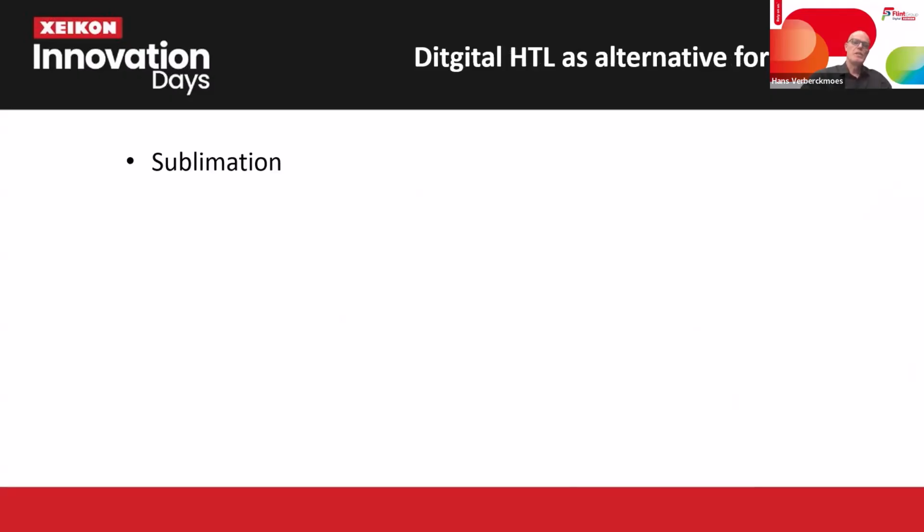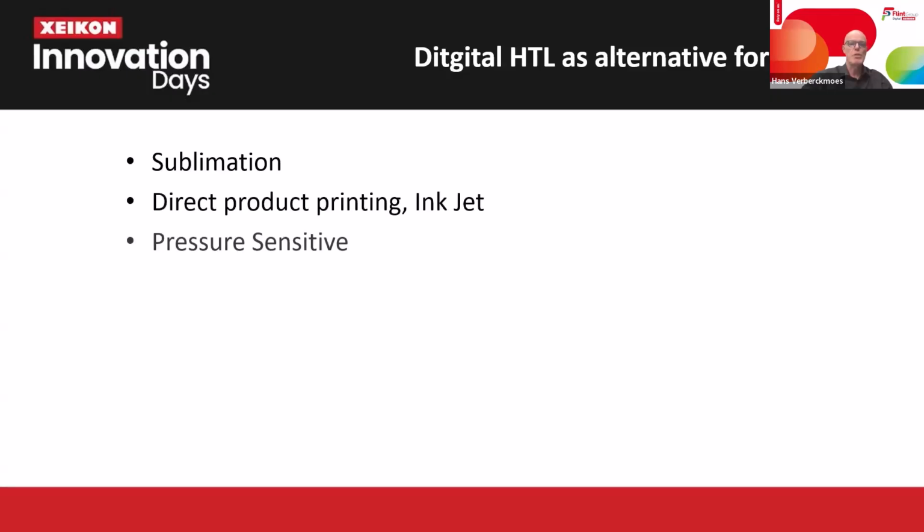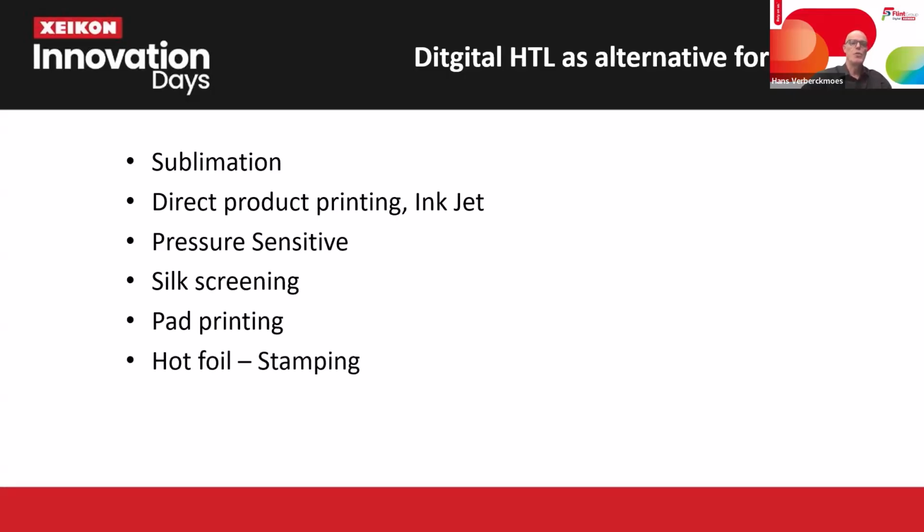In the promotional business, what are we an alternative for? Sublimation, direct printing inkjet, pressure sensitive labels, silk screening, which is used a lot, also pad printing, hot foil stamping, and self-adhesive labels. So these are the ways of applying that we can be an alternative for.